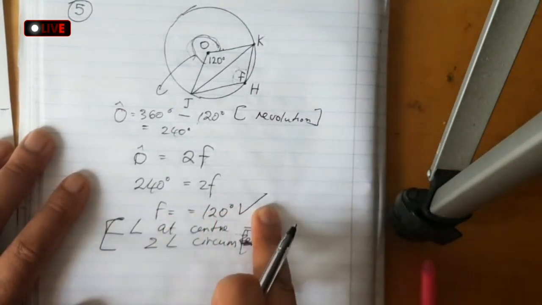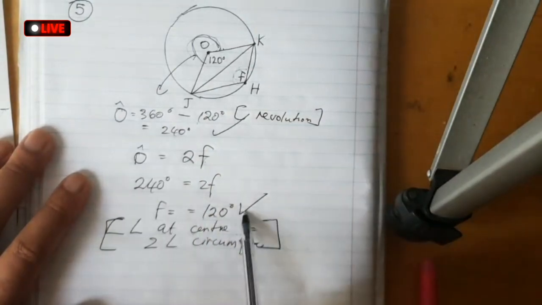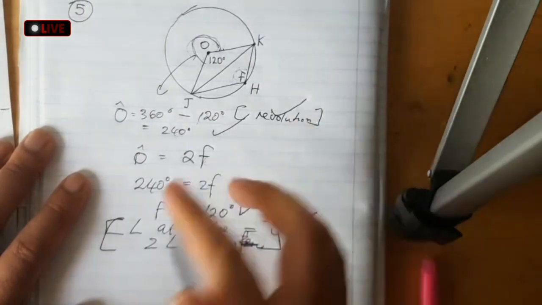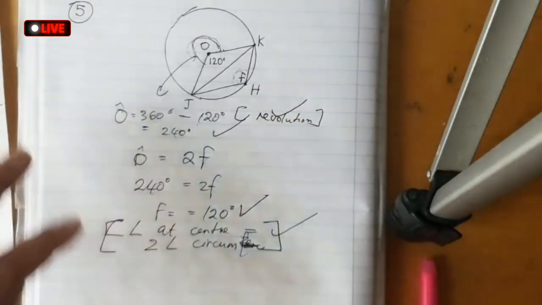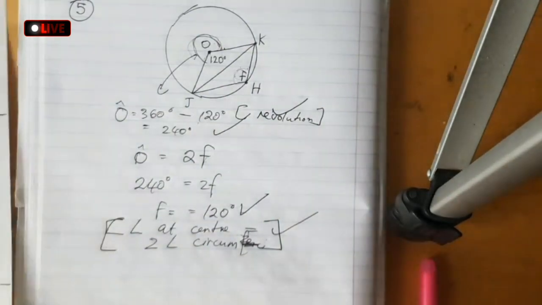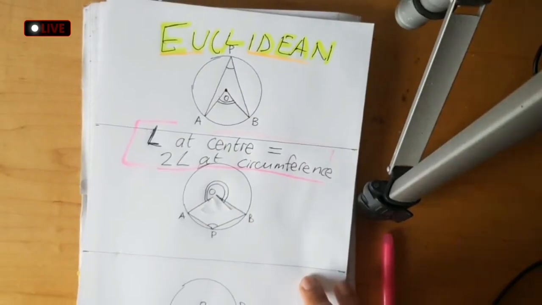But you're going to get 1 mark for that answer, and you're going to lose out 2 marks if you don't write your reasons. So here's a reason and there's a reason. This is like 4 marks worth. That's the end of our lesson here, where we focus on this theorem: angle at the center is twice the one at the circumference.